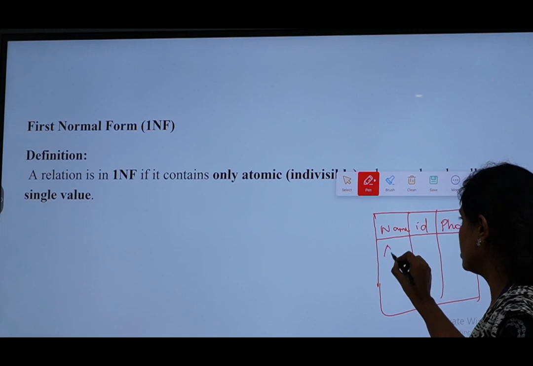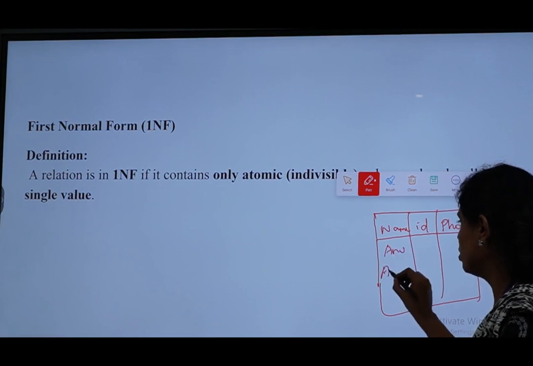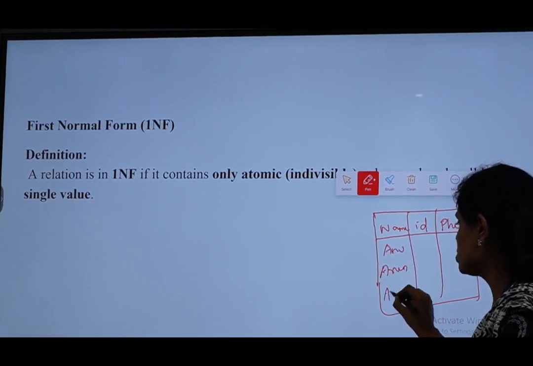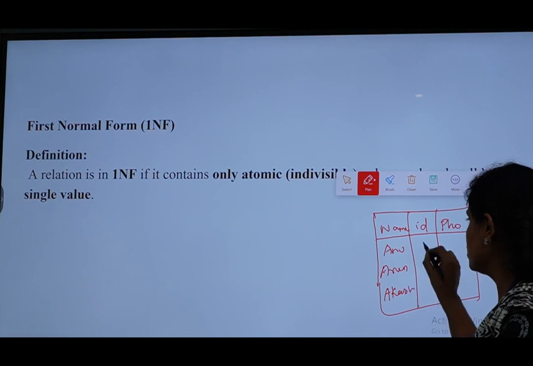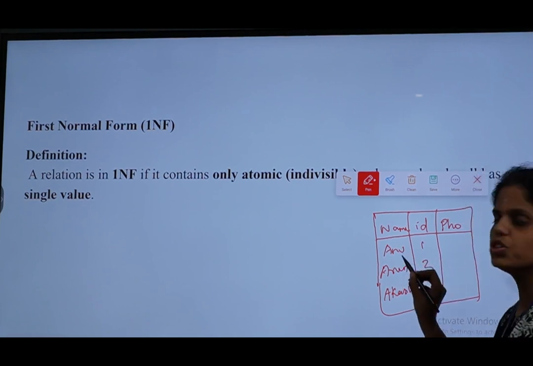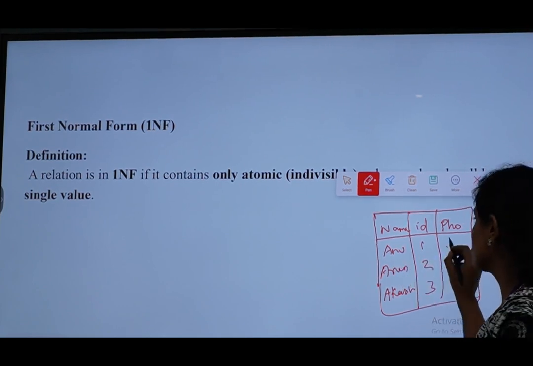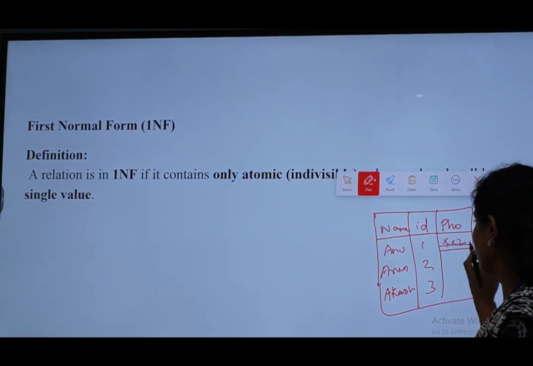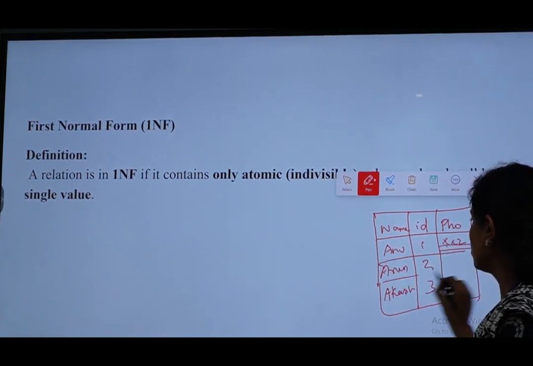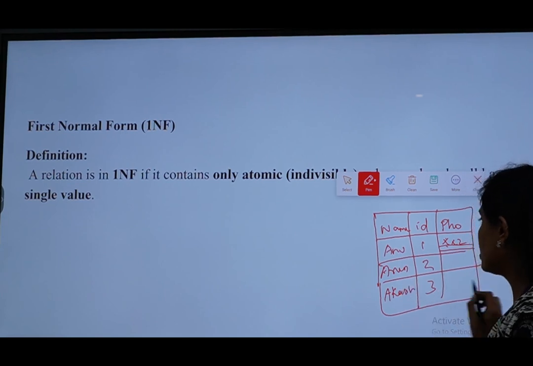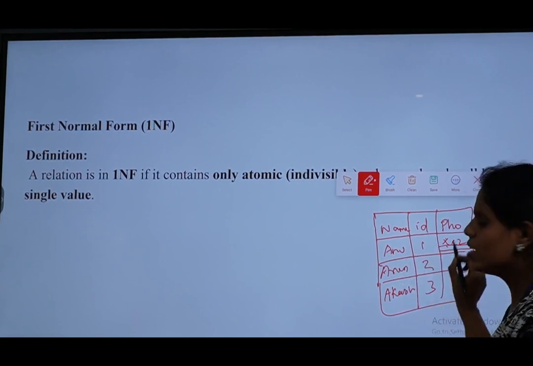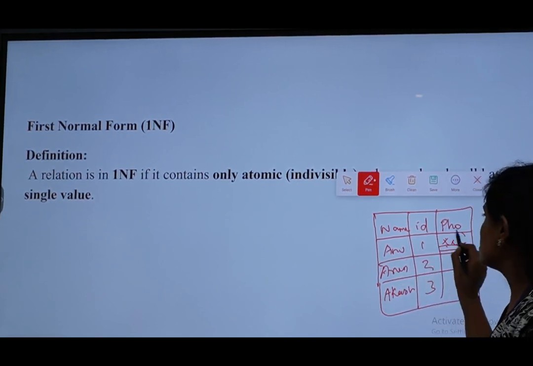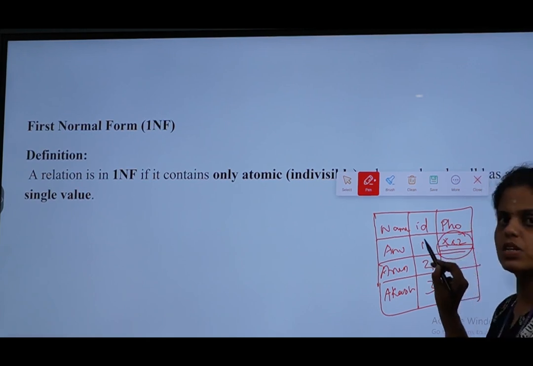So if the names are Anu, Arun, Akash and the IDs are 1, 2, 3, we cannot assure that everyone will have a single phone number. For example, Arun has one phone number and Akash also has one phone number, whereas Anu has two phone numbers, which means there are no atomic values present over here.